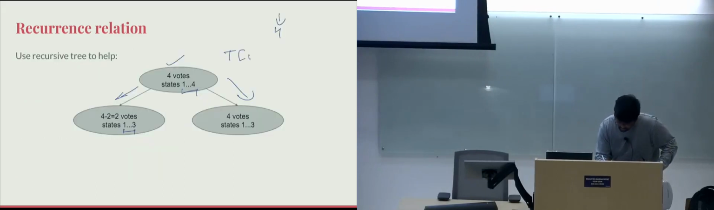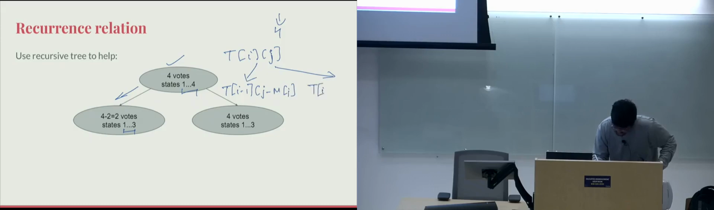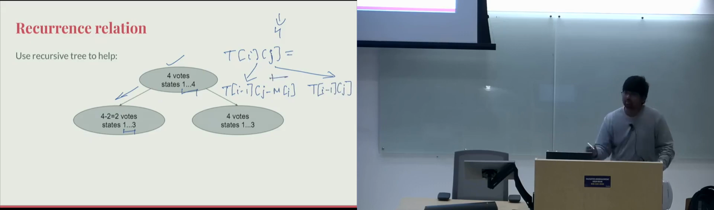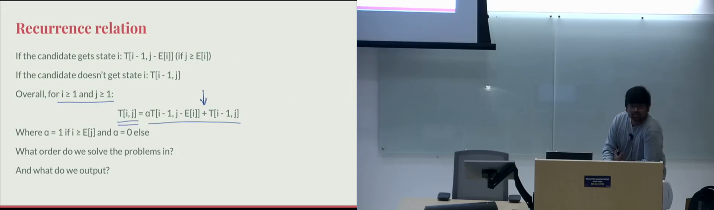So if it is Tij, these 2 subproblems will be T of i minus 1, j minus m of j, or it is the other value in which you don't decide to vote for it. You don't decide it to vote for you, so it will still remain the same. Okay, and to get this value, it is nothing but the addition of these 2 things. Clear? Make sense? Okay.